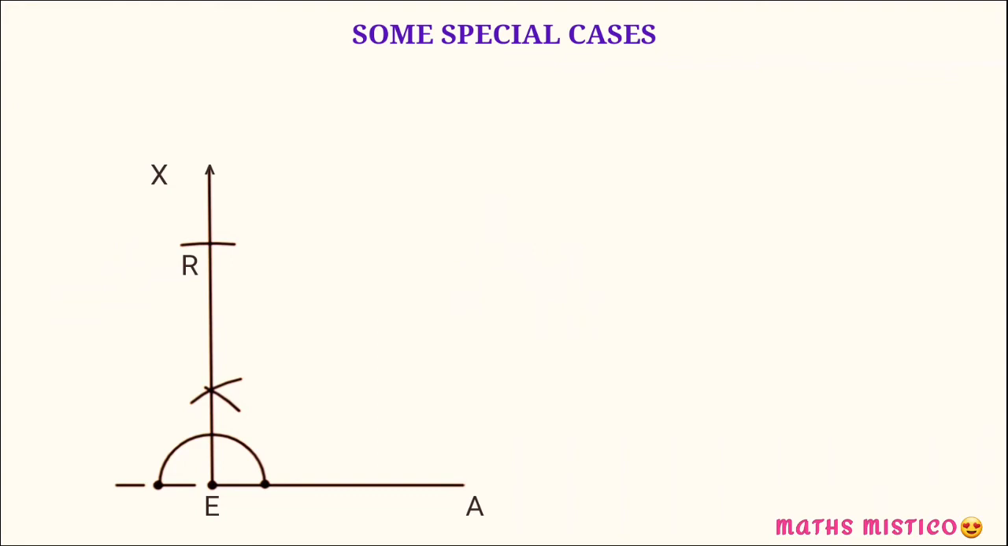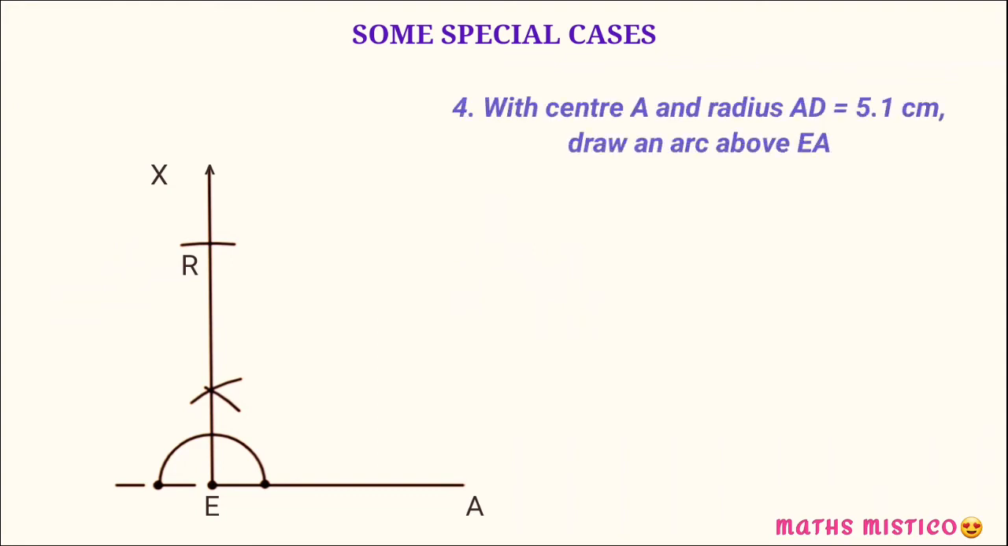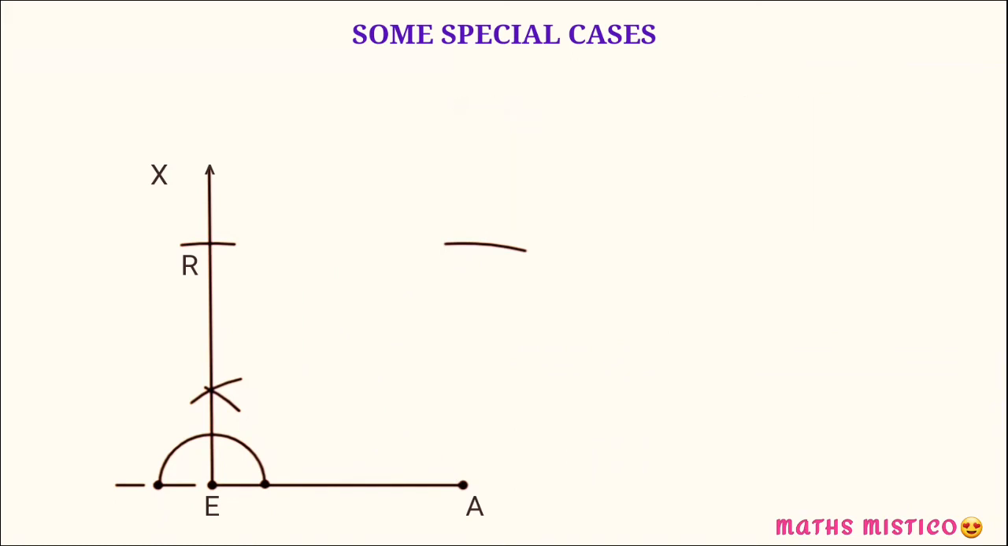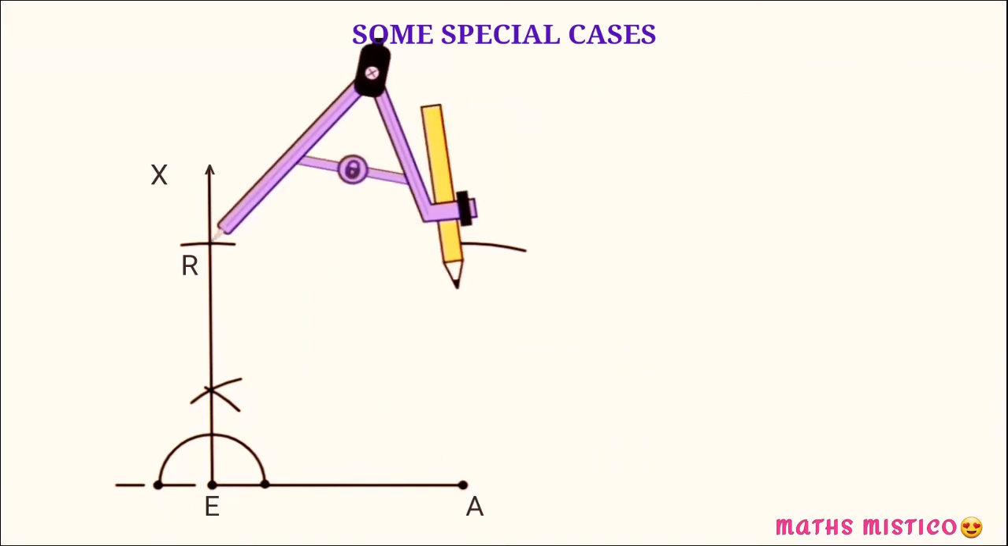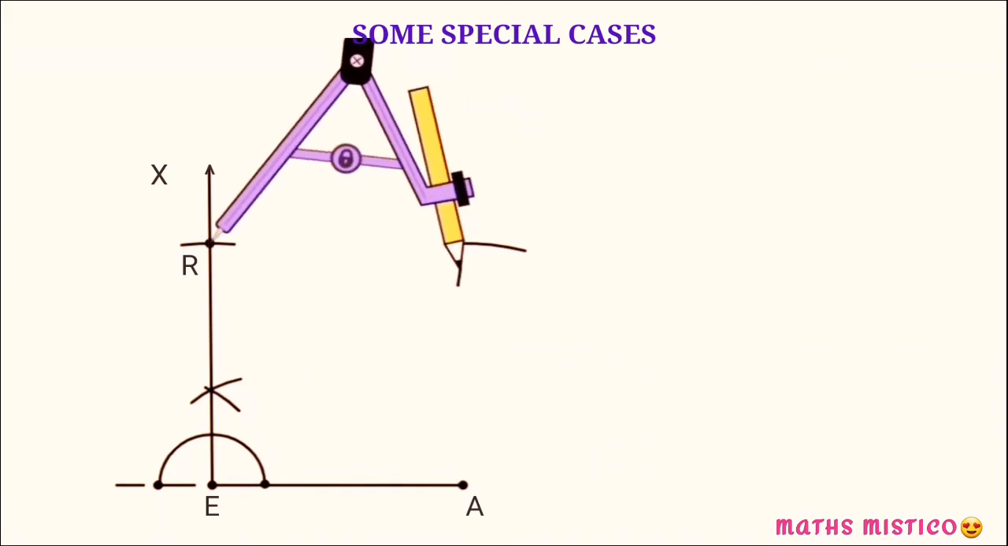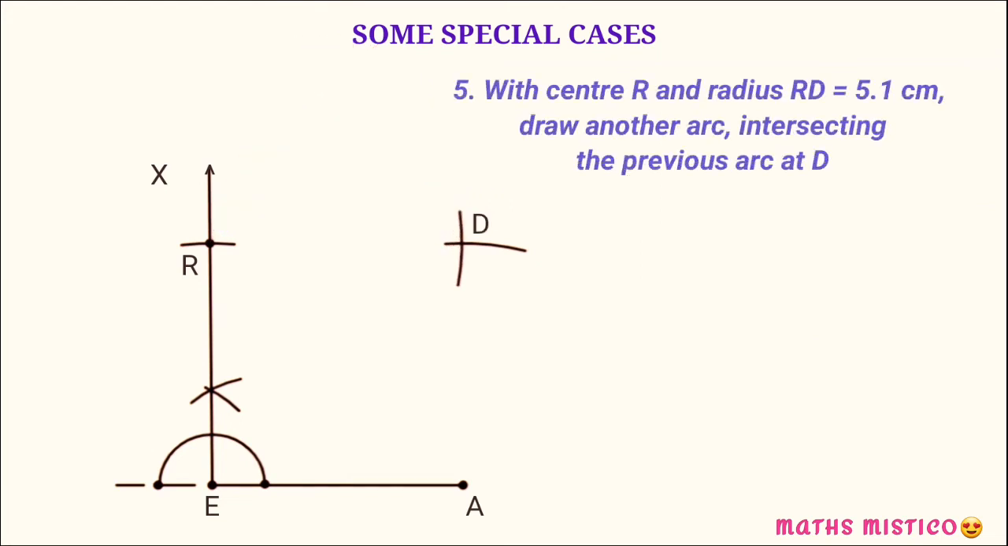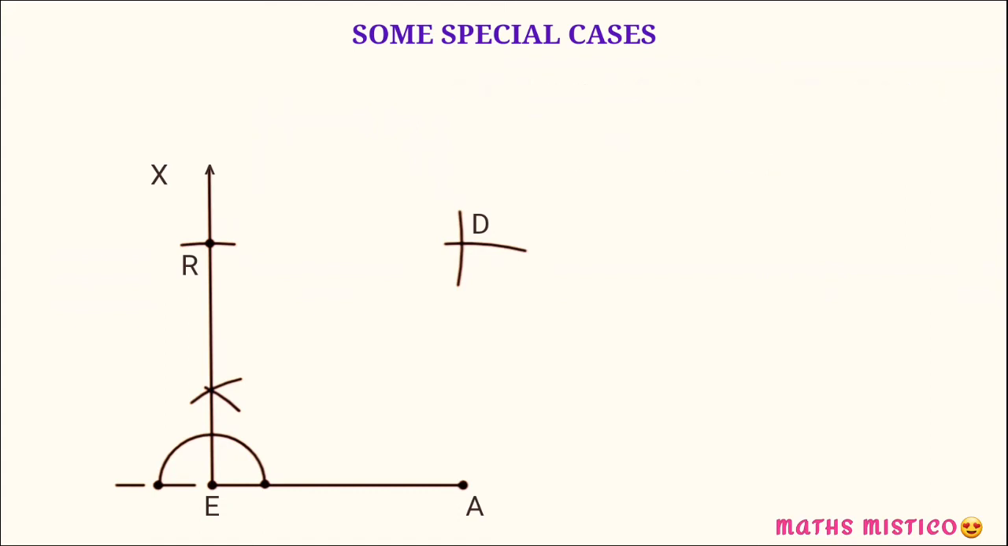the point R. Now the fourth vertex D of this square is at the same distance 5.1 centimeters from both the points R and A. So taking 5.1 centimeter radius and centers at R and A one by one, we will draw 2 arcs intersecting each other at some point above the line segment EA. This will give us the fourth vertex D. On joining it to R and A, the square is complete.